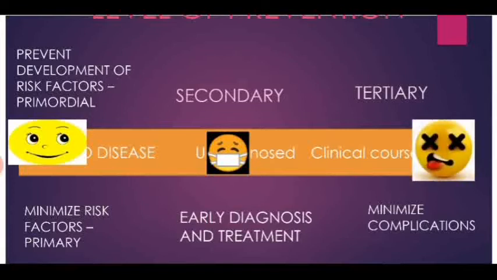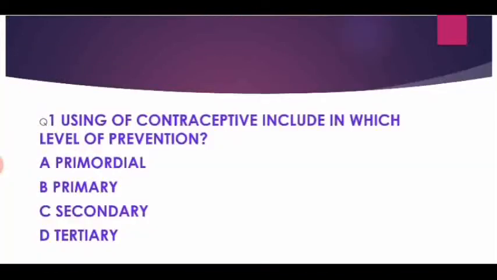Our first question: use of a contraceptive is included in which level of prevention? Okay, so we use the contraceptive to prevent pregnancy. So here there is a presence of a risk factor, so it is included in primary prevention. So our answer is the primary level of prevention, because in the primary level of prevention we learned there is a presence of a risk factor.